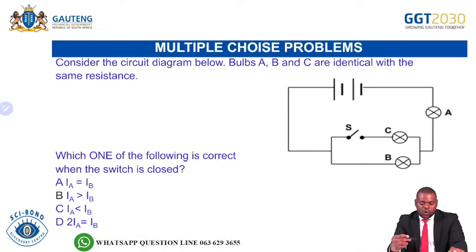We're going to go through the question together. It says, consider the circuit diagram below. Bulbs A, B, and C are identical with the same resistance. Can you see? In a bulb, we have what? Resistance.